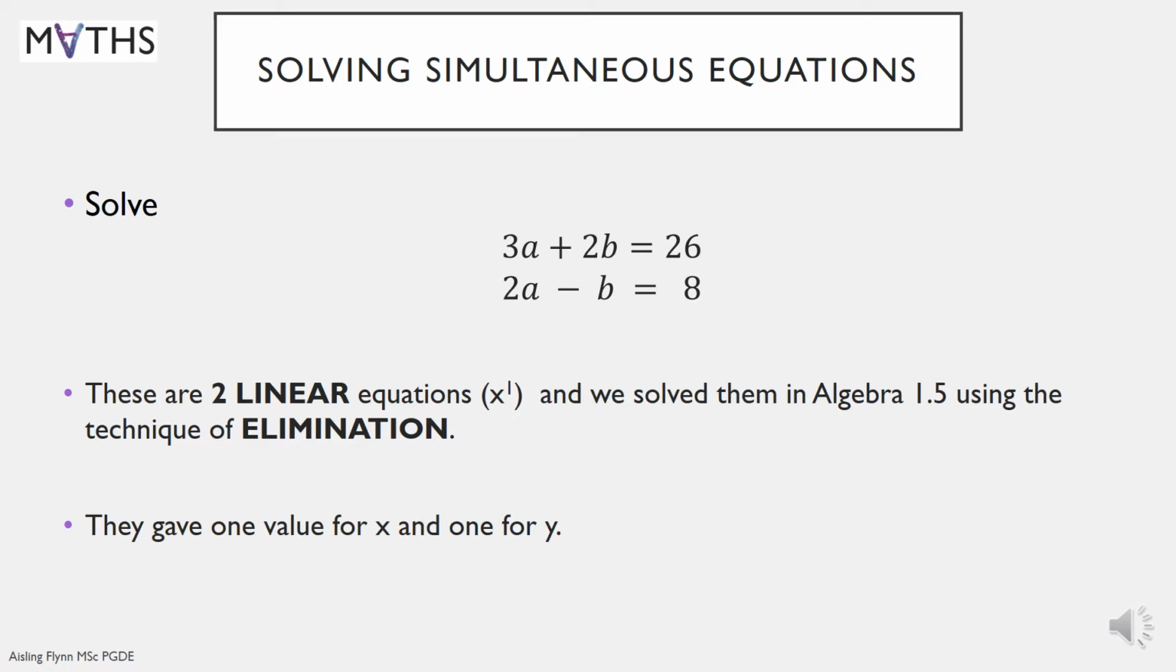And they gave us one value for x, or in this case it would be a, and one for y, or in this case b. And what they represent is two linear graphs, or two lines, and they give you the coordinates of the point of intersection. You can see that there's one point of intersection giving you one value for x and one for y.